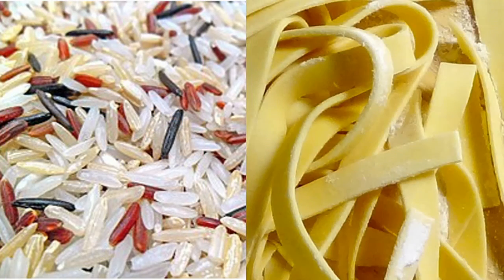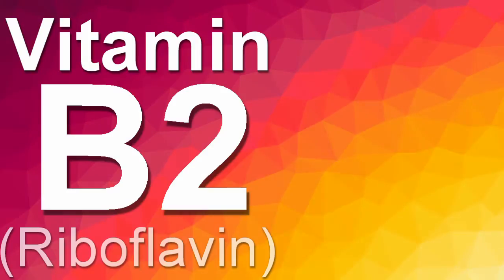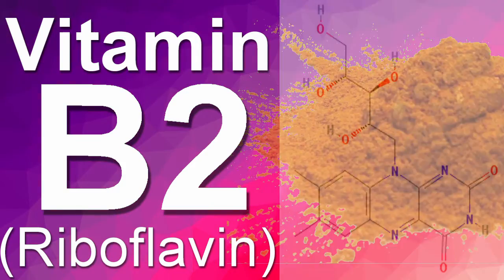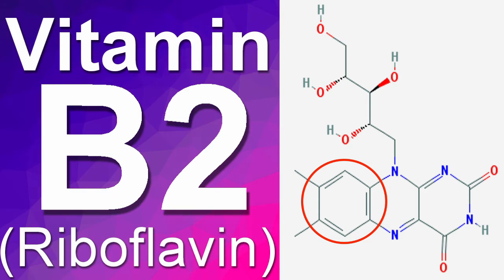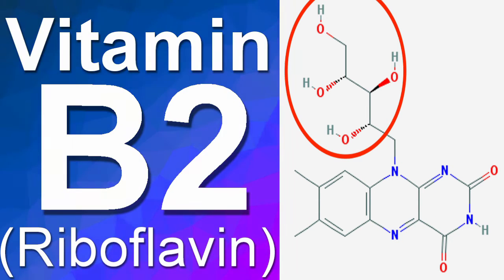Rice and egg noodles rank highest in unenriched vitamin B1 foods, and if you're looking for a meat option, go for pork chops. And just like that, we're on to the next. This is vitamin B2, riboflavin, a yellow-orange crystalline powder. Riboflavin contains a benzene, pyrazine, and pyrimidine ring, and a ribosyl chain.